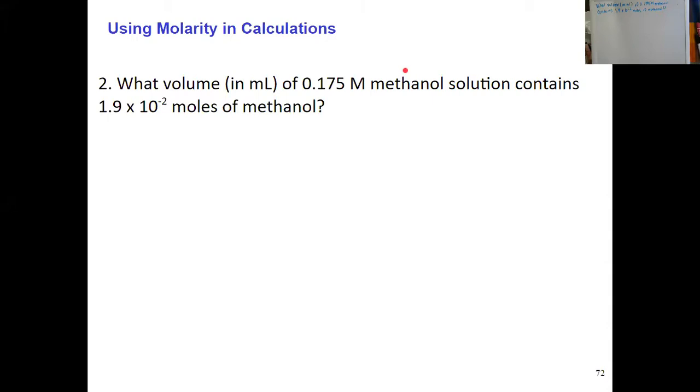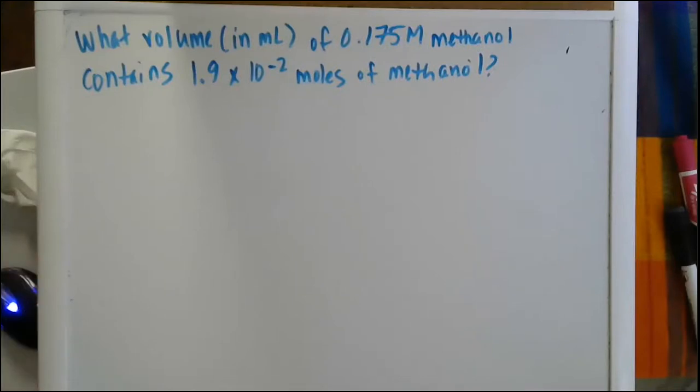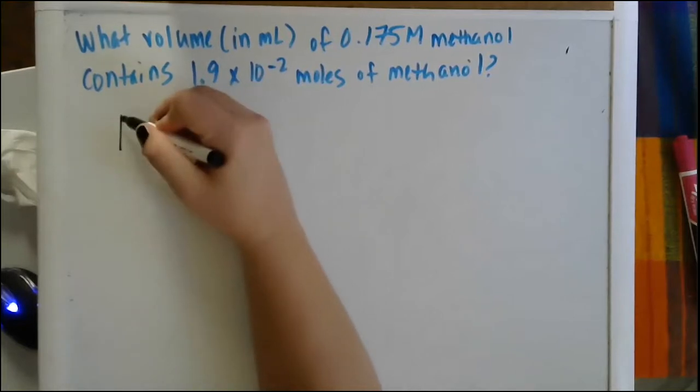All right, let's look at another example here. What volume in milliliters of 0.175 molar methanol solution contains 1.9 times 10 to the negative 2 moles of methanol? All right, so we're going to attack this problem in a similar way. So pause for a second, try on your own. Hopefully you've done that. You're not just watching me do stuff and then hoping you remember how to do it on your test.